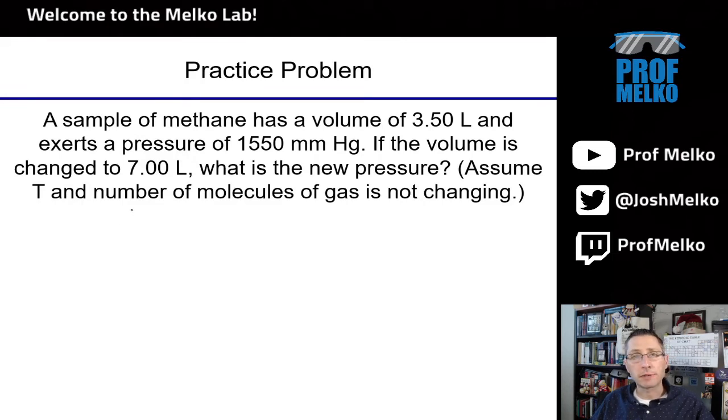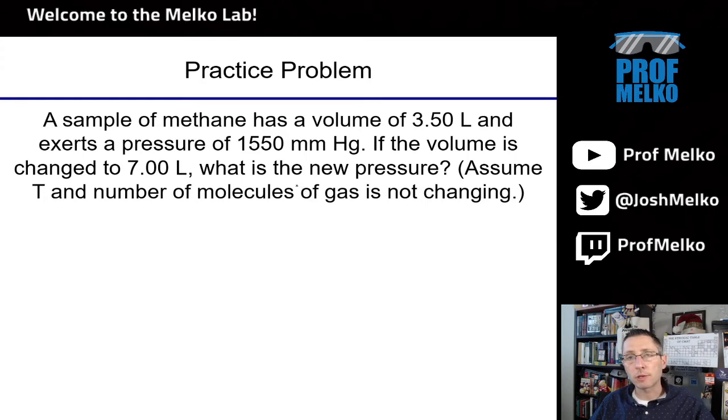Feel free to pause the video and try to solve this yourself first before I go through and solve it. A sample of methane has a volume of 3.5 liters and exerts a pressure of 1,550 millimeters mercury. If the volume is then changed to 7 liters, what is the new pressure? Assume temperature and number of molecules of the gas is not changing.